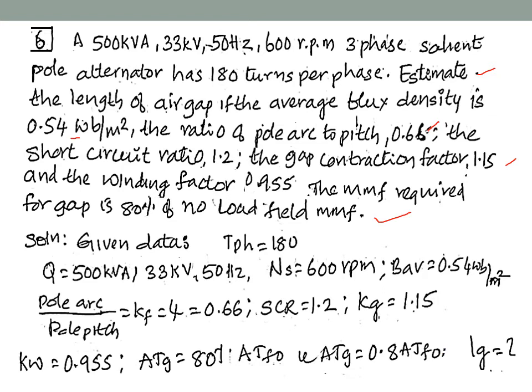So data is given: 500 kVA, 33 kV, 50 Hz, NS 600 RPM. B average is this. The pole arc to pole pitch ratio, KF or psi, is equal to 0.66. SCR is 1.2. Kg is 1.15. KW is given as 0.955. ATG is 80% of ATF naught. ATG is this. Now LG we have to find out.